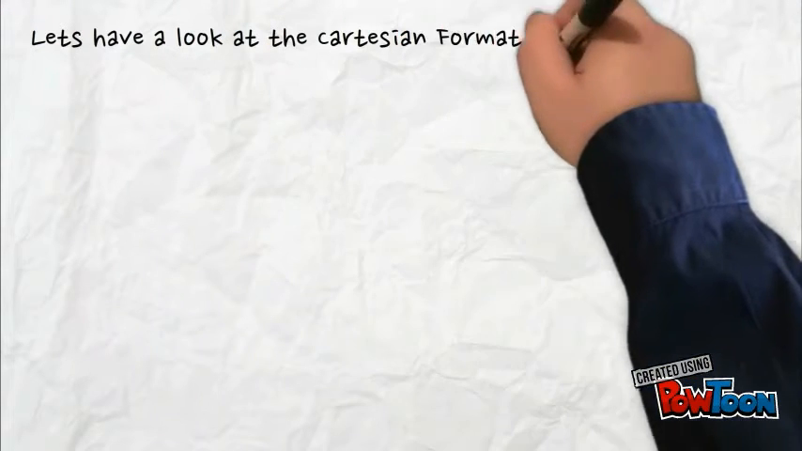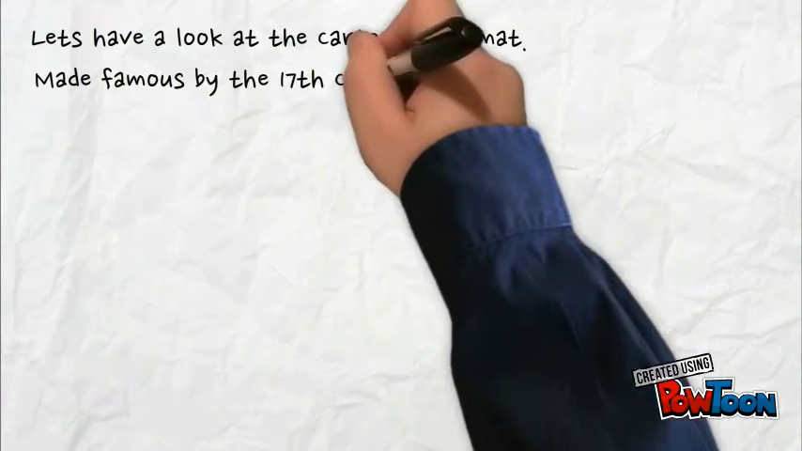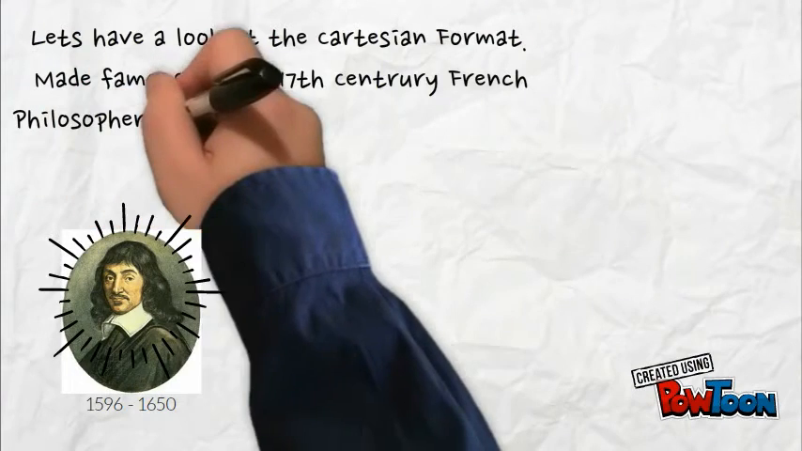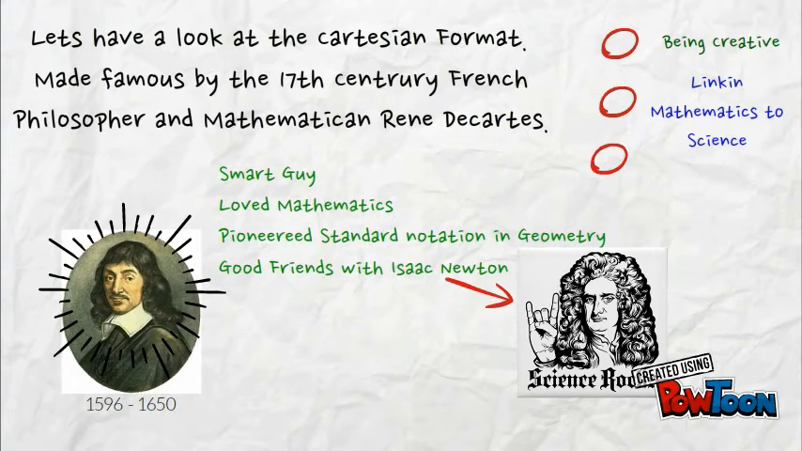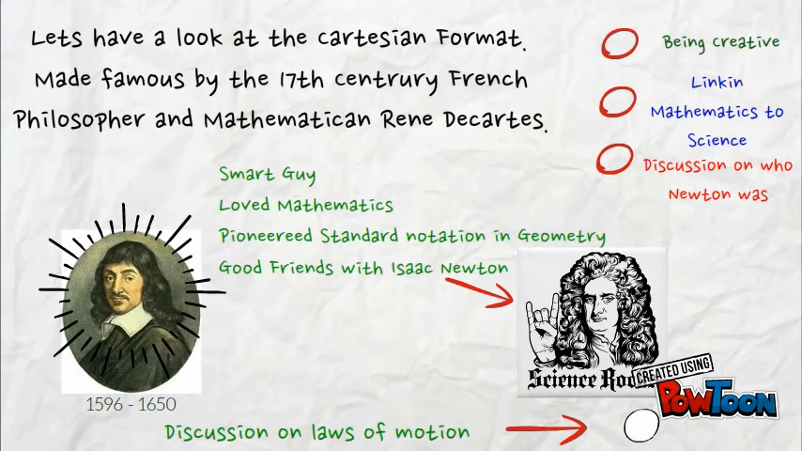Now, let's take a look at Cartesian format, made famous by 17th century French mathematician and philosopher René Descartes. Really smart guy, loved maths, pioneered standard notation in geometry, and he was also great friends with the very famous Isaac Newton.